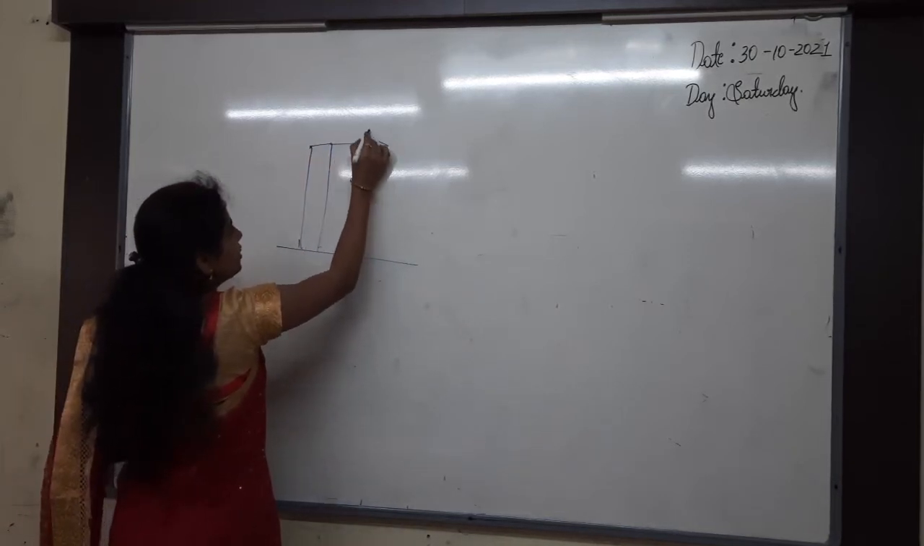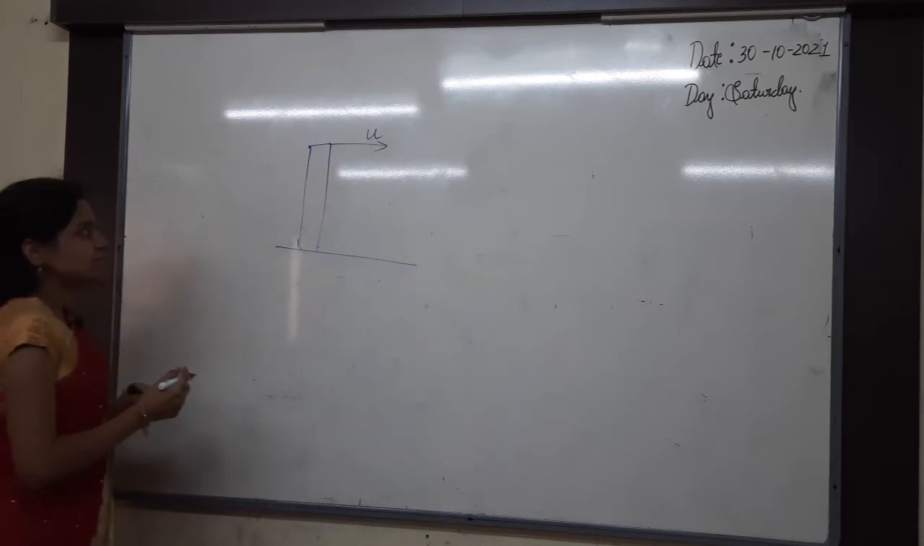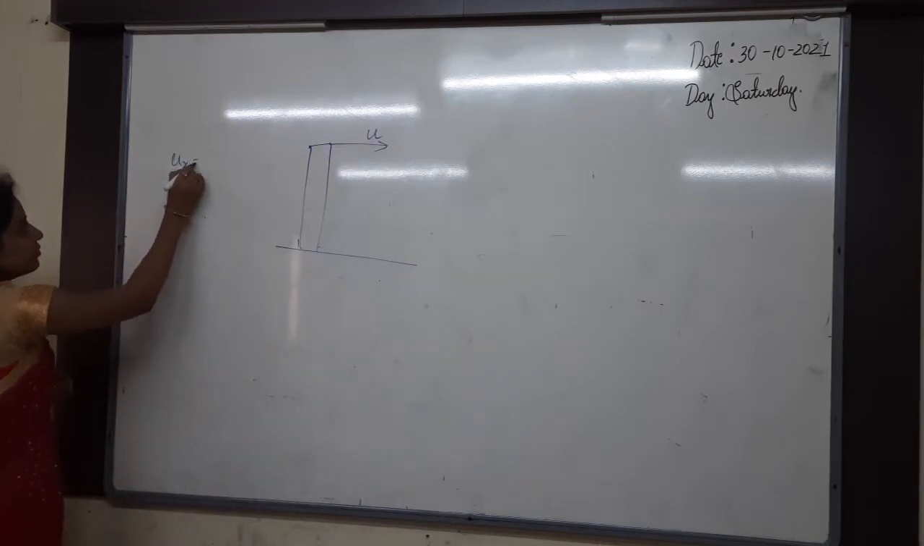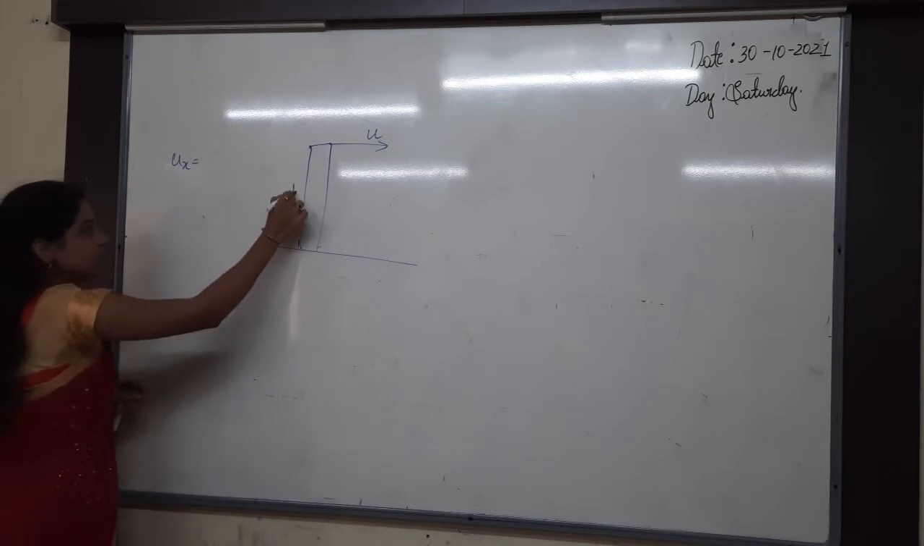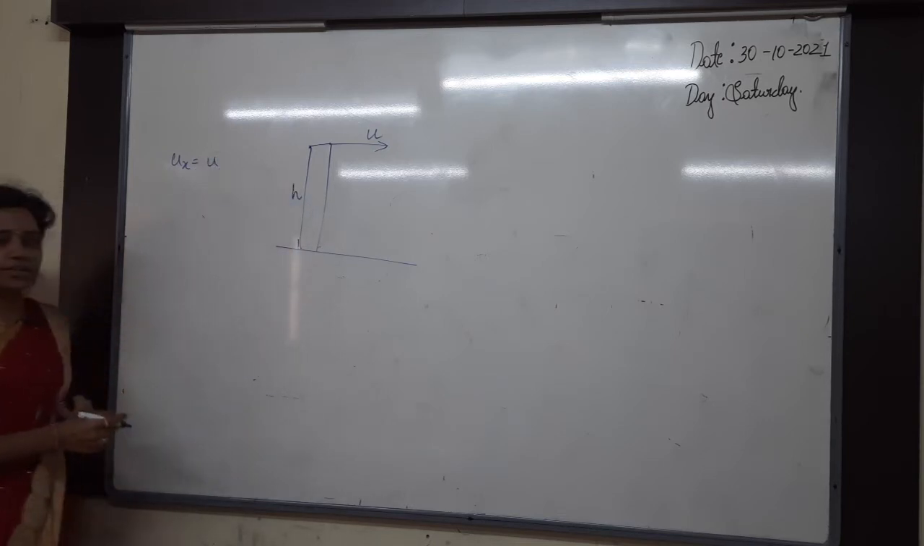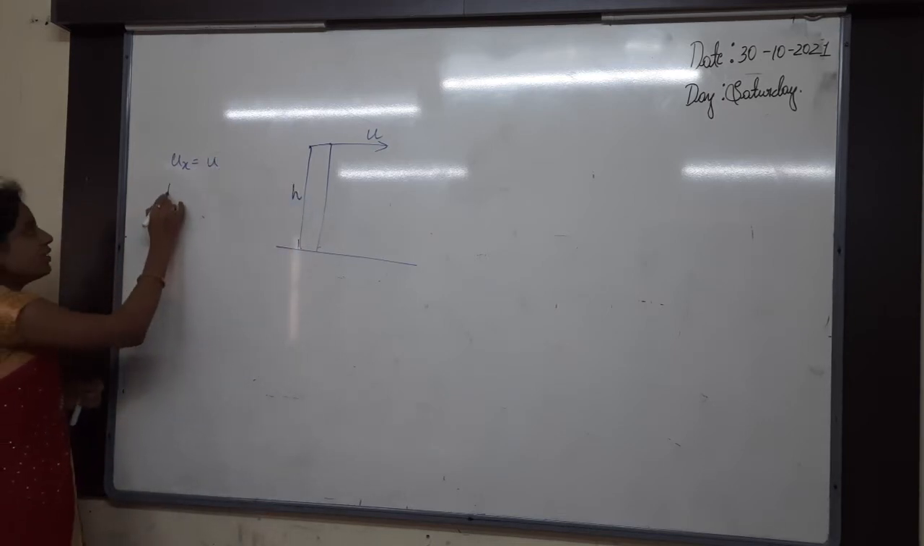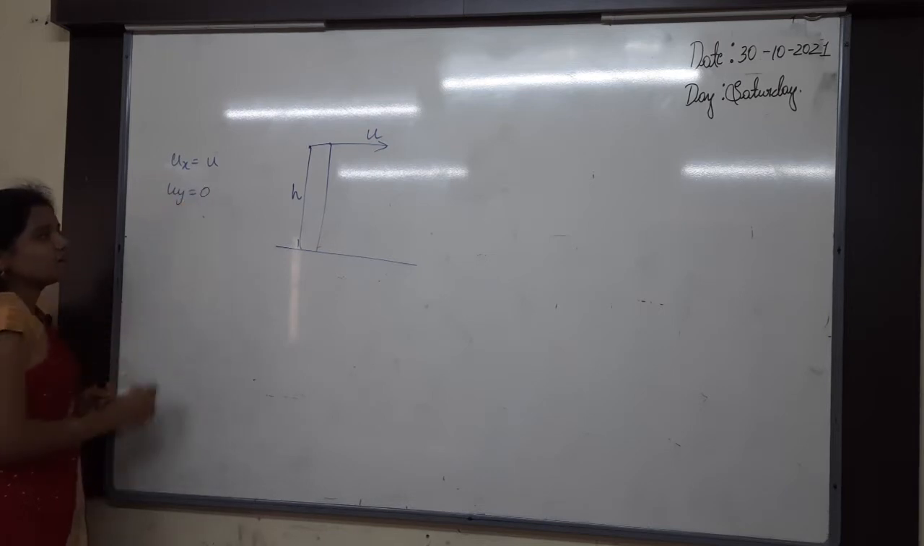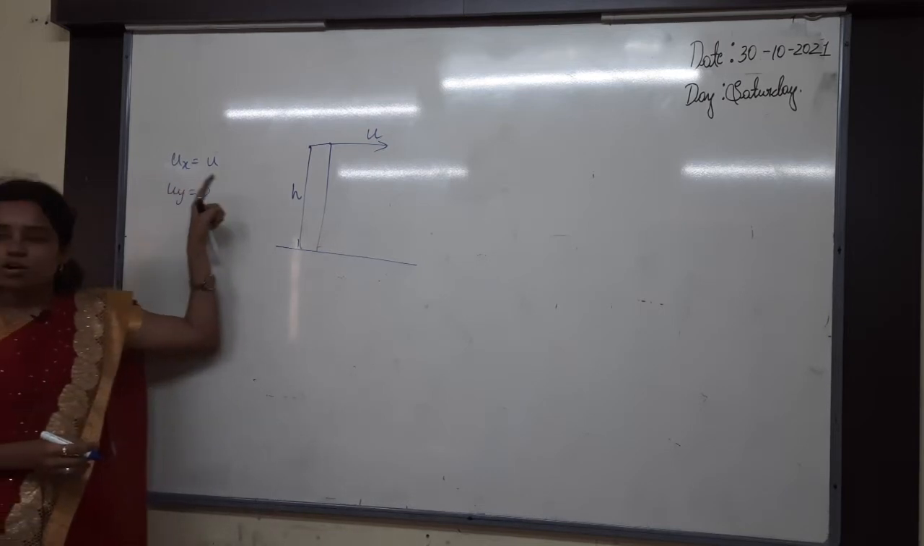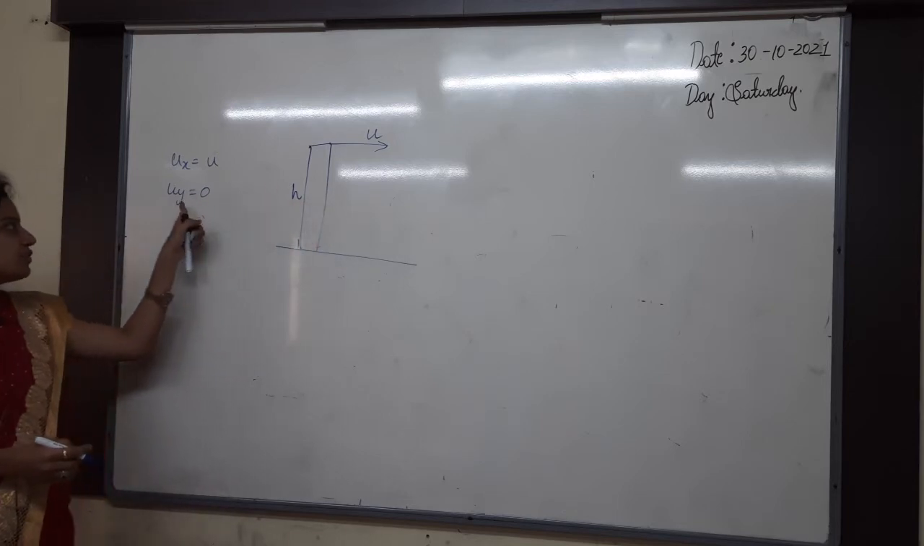So whenever the body is thrown only in horizontal direction, what is the ux here? What is the ux? U. Just u only. We are projecting in horizontal direction. And then uy is equals to what? 0. Why? Because we are projecting in horizontal direction, but we are taking which velocity?